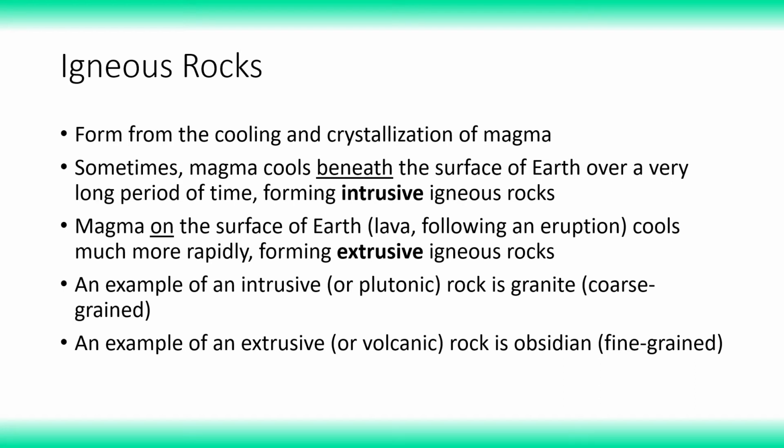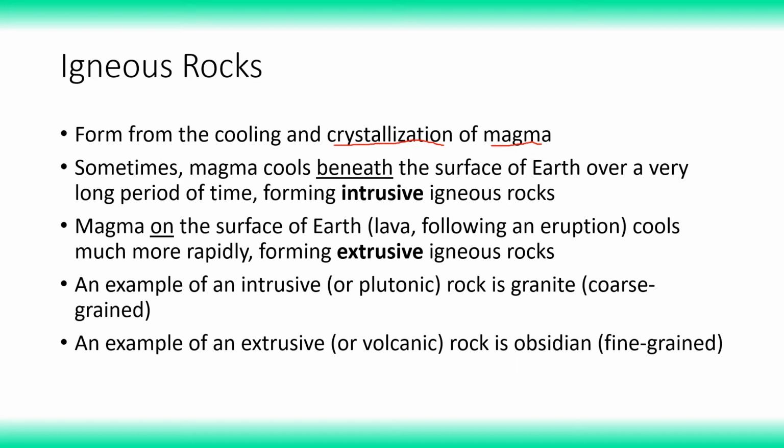So the first type is the igneous rock. Igneous rocks form from, if you read this first point, the cooling and the crystallization of magma. Basically, magma is liquid rock. It's basically lava, but underground. As it cools, it solidifies, and as it solidifies, it forms these crystals, and those crystals are what go on to become the overall rock.